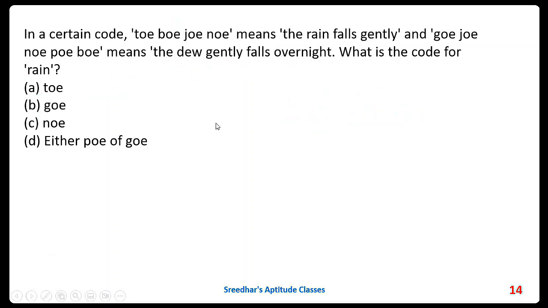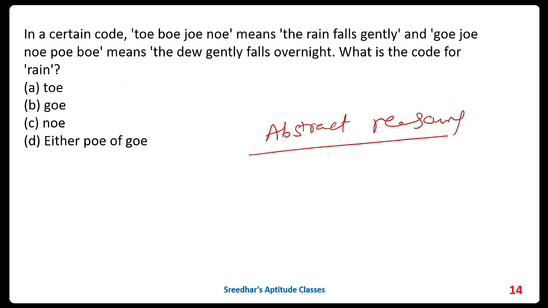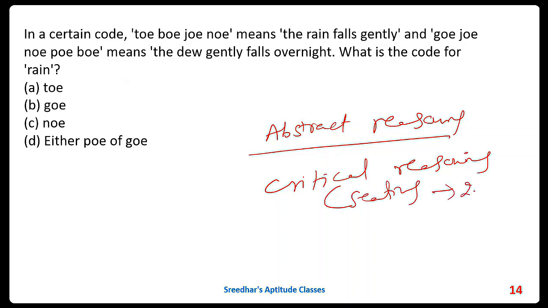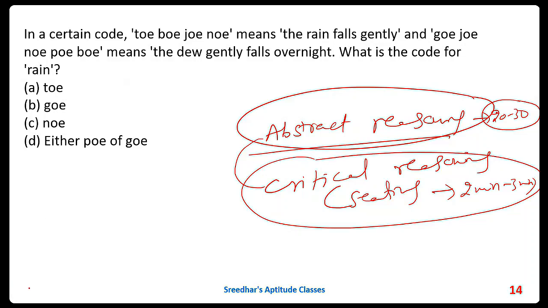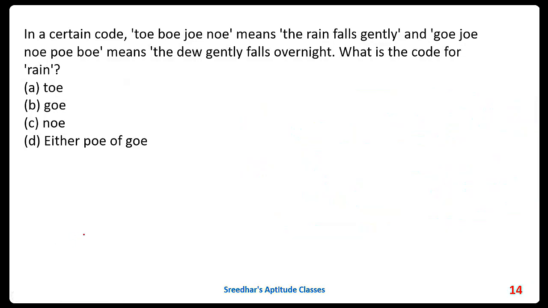Next one. So it seems in abstract reasoning you can save a lot of time. Whatever time you are saving in abstract reasoning, you can use in critical reasoning, because critical reasoning questions are a little lengthy and time consuming. In critical reasoning, seating arrangement questions take 2 to 3 minutes, whereas abstract reasoning questions take just 20 to 30 seconds. So spend less time on abstract reasoning questions, and use that saved time for critical reasoning questions. Okay, here is the next one.